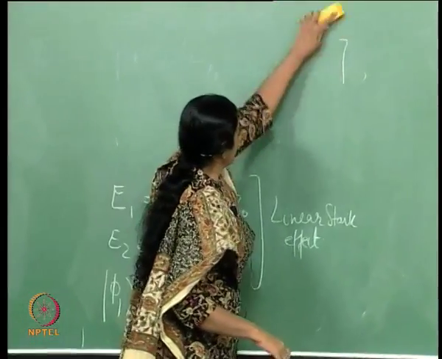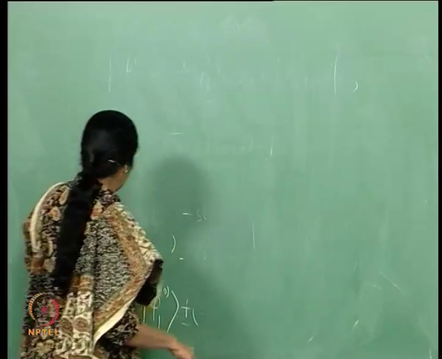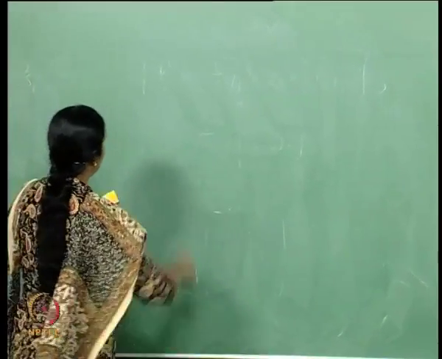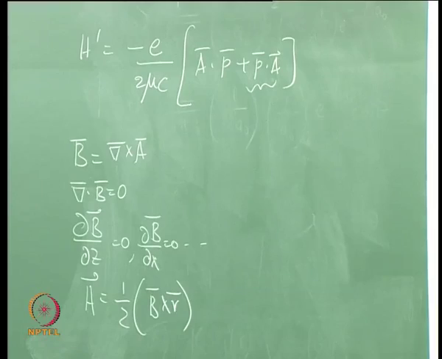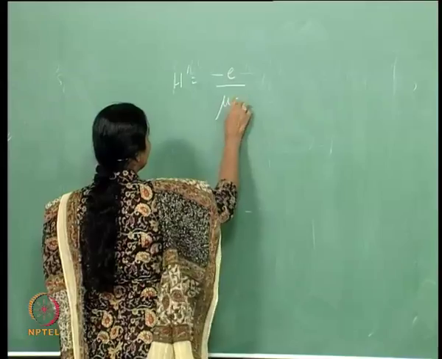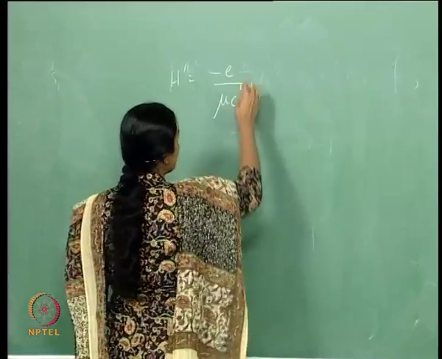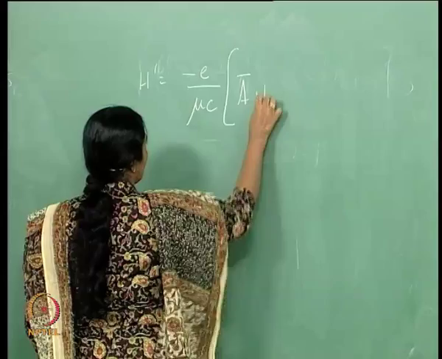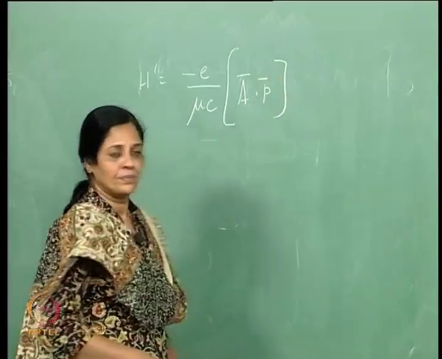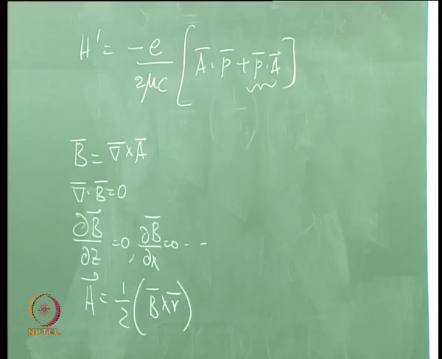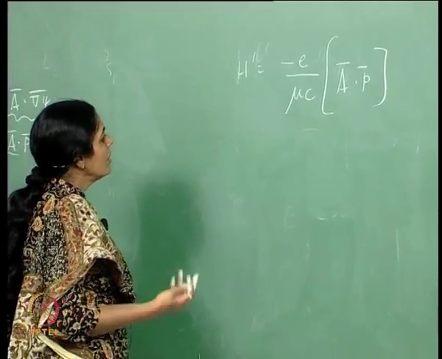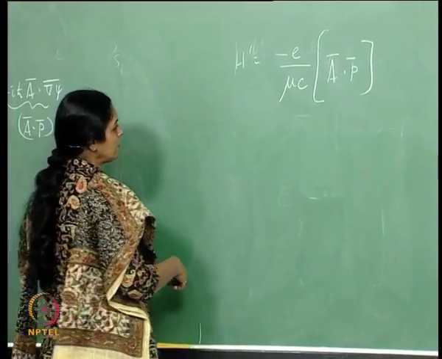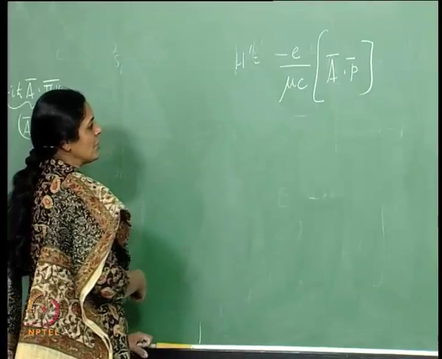We have the following expression for H prime. Minus e by mu c, where mu is the reduced mass, A dot p. That is all. So, this is the perturbing Hamiltonian. Now, what happens? How do I find the energy eigenvalues?